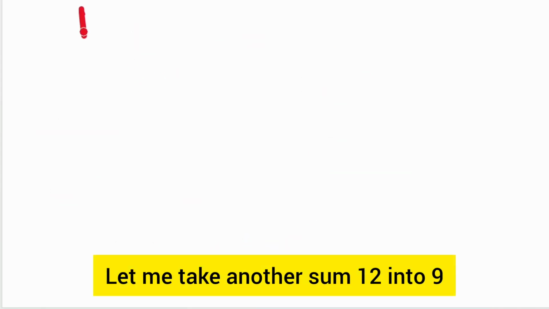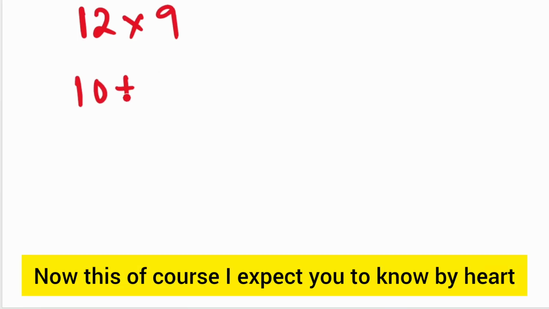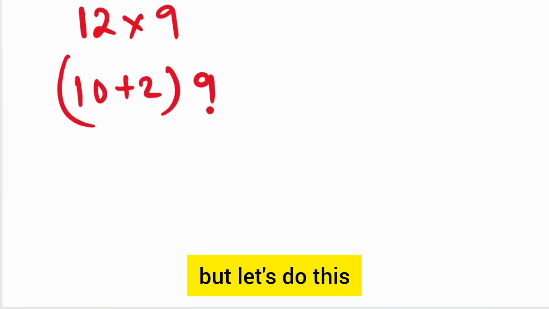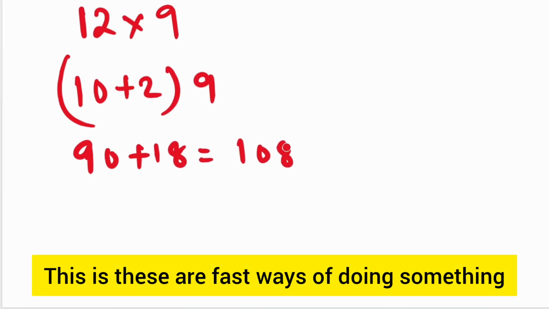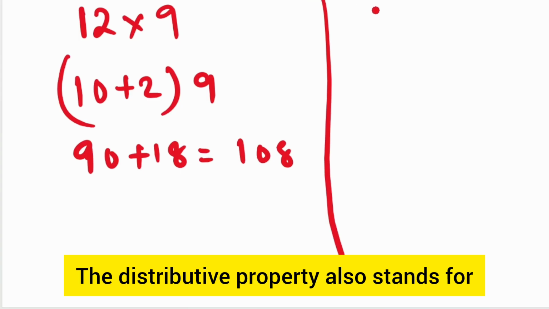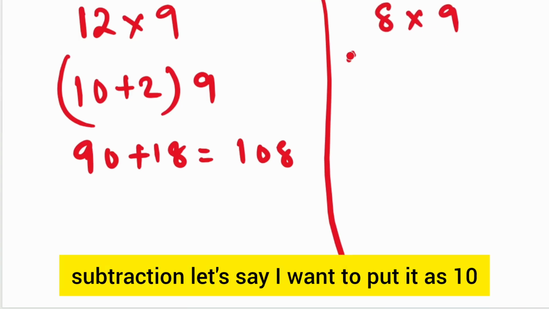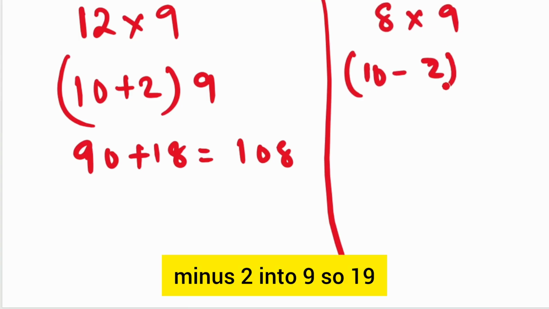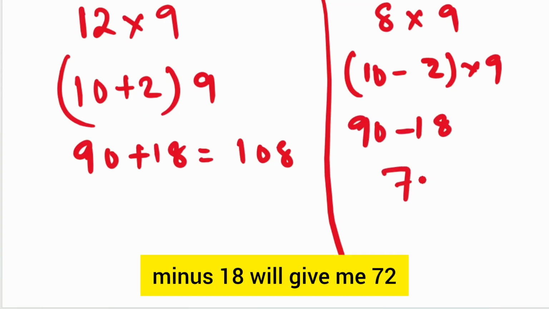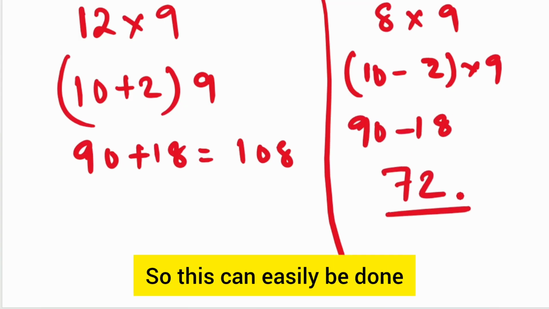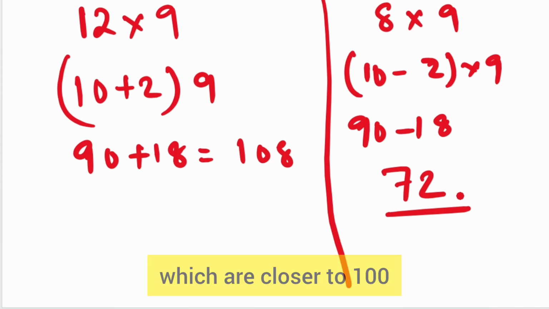Let me take another sum, 12 into 9. Now this of course I expect you to know by heart, but let's do this. So this is 90 plus 18, 108. These are fast ways of doing something. The distributive property also stands for subtraction. Let's say I want to put it as 10 minus 2 into 9. So 90 minus 18 will give me 72. So this can easily be done and it's usually done when you have numbers which are closer to 100.